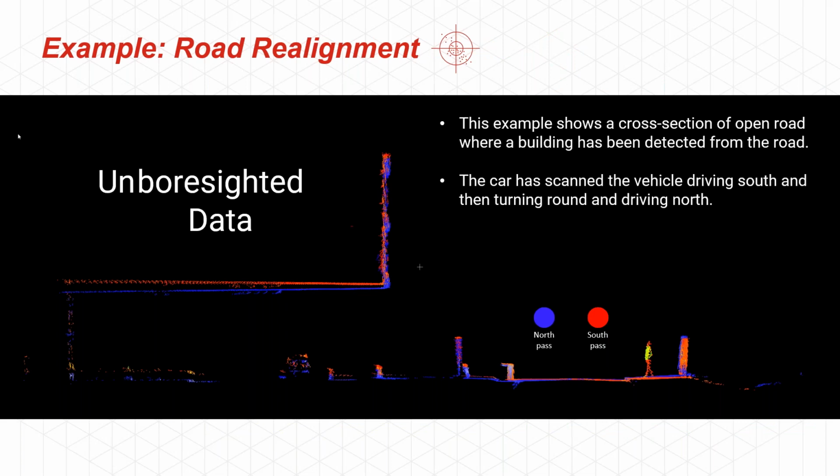So here's some more examples. So this is on a land vehicle. We have driven north, that's in the blue, and we've driven south. So we've turned around and come back south, and that's in the red. And you can see that there is this displacement between the red and the blue, and you can see very clearly that it gets greater, almost a linear relationship, the further away from the car that the points are.